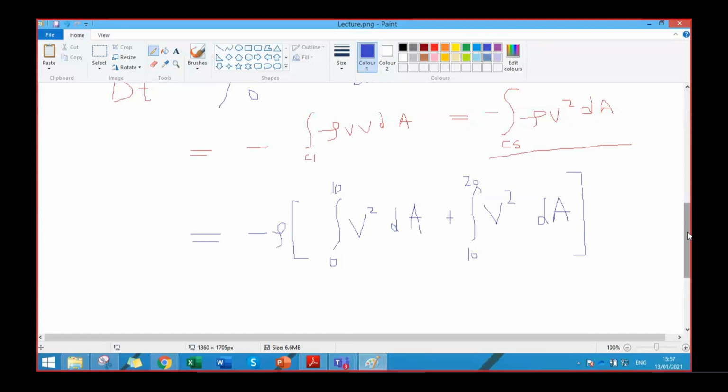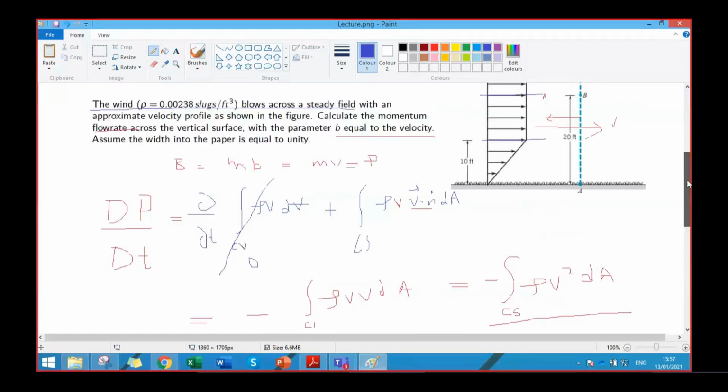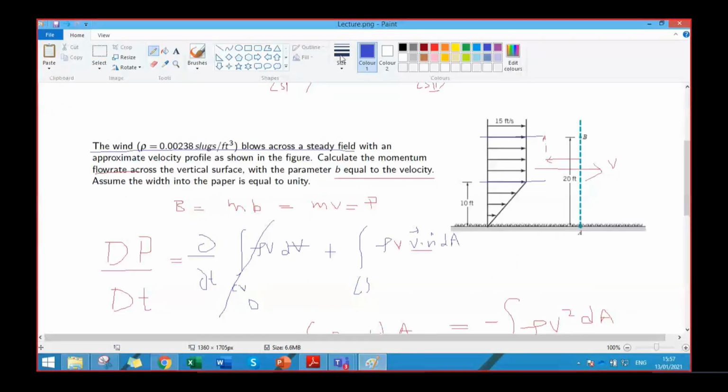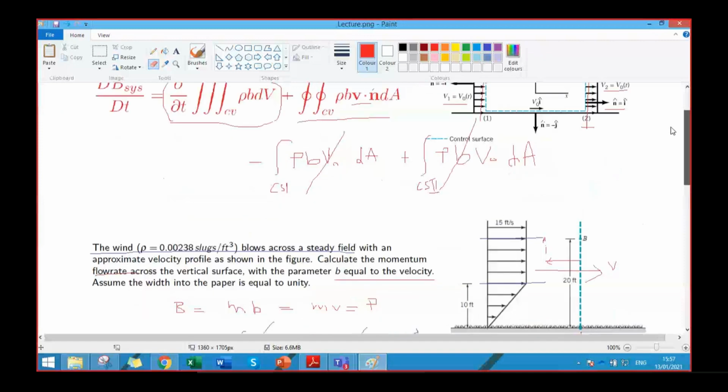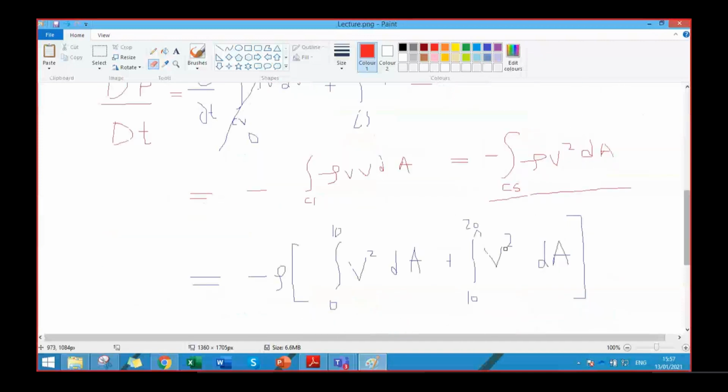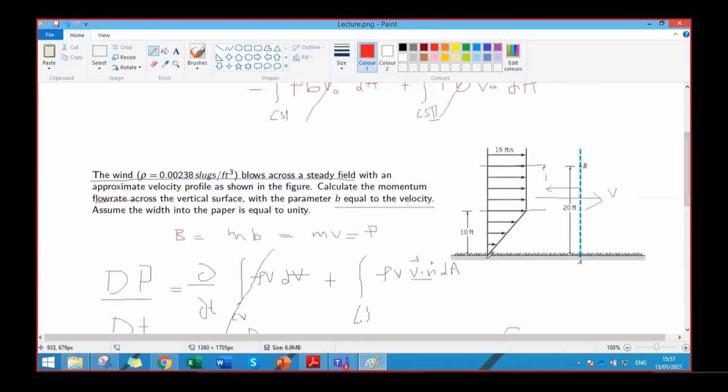From 10 to 20 feet, we know that velocity is fixed at 15 feet per second, so I will just replace this velocity square with 15 square. There will be no issue there. What about from 0 to 10 feet? It's a linear increase from 0 to 15 feet per second. So we need to know this function. How will we find this function?